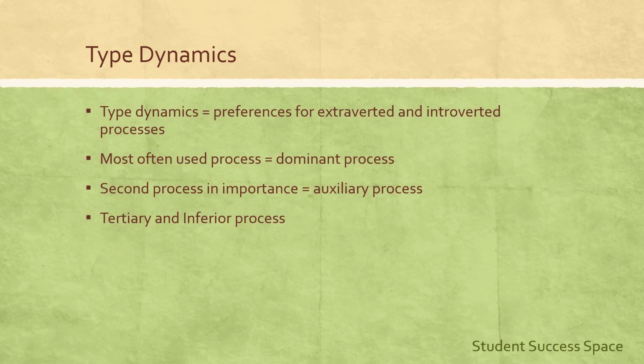Your type dynamics are simply your preferences for using your selected processes externally and internally. The process that you use most often and are most comfortable with is called your dominant function. It's also called a dominant process. Your auxiliary function is the one that's second in importance, and it's going to be a balance between your perception and your judgment and between extroversion and introversion. There is also a tertiary and an inferior process.